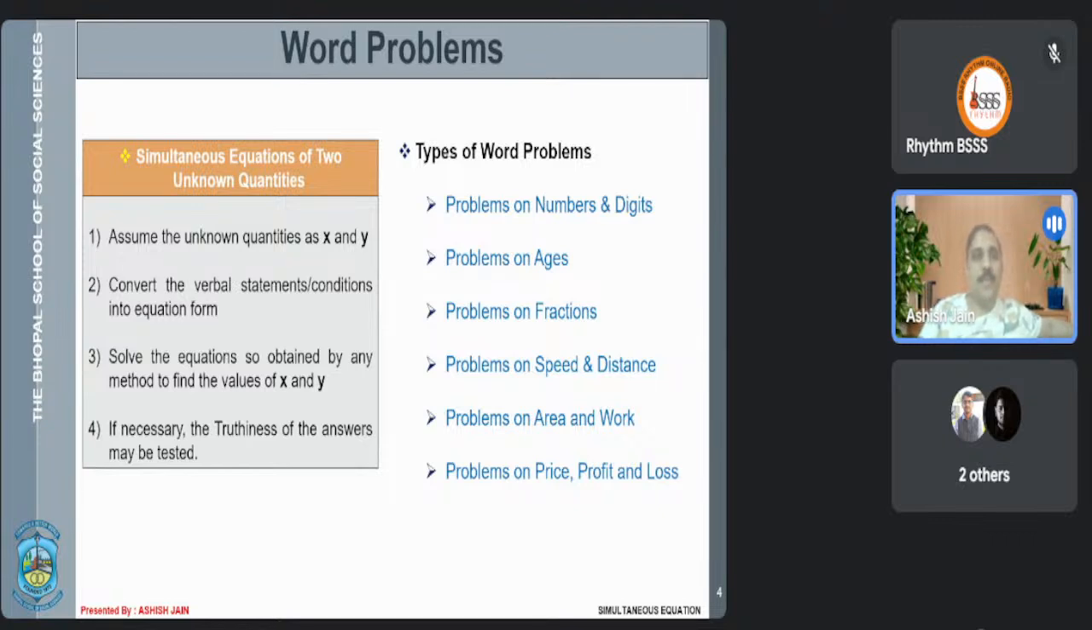Once you have the two equations, you can use any method, be it comparison or substitution, but generally we only use the elimination method to find the values. Clear? And what types of problems come in word problems of simultaneous equations? We have problems on numbers and digits, ages, fractions, speed, distance, area, work, price, profit and loss, and so on. These real world problems are solved using the concept of simultaneous equations.